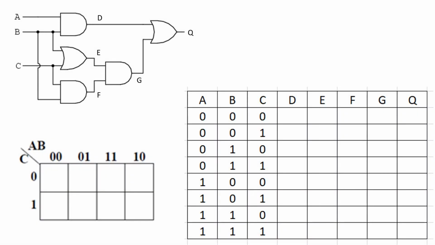First of all, let's work out D. Now D is A and B through an AND gate. So if we look down the A and B column, AND will give us a 1 if we have A and B, which is only the bottom 2 entries.